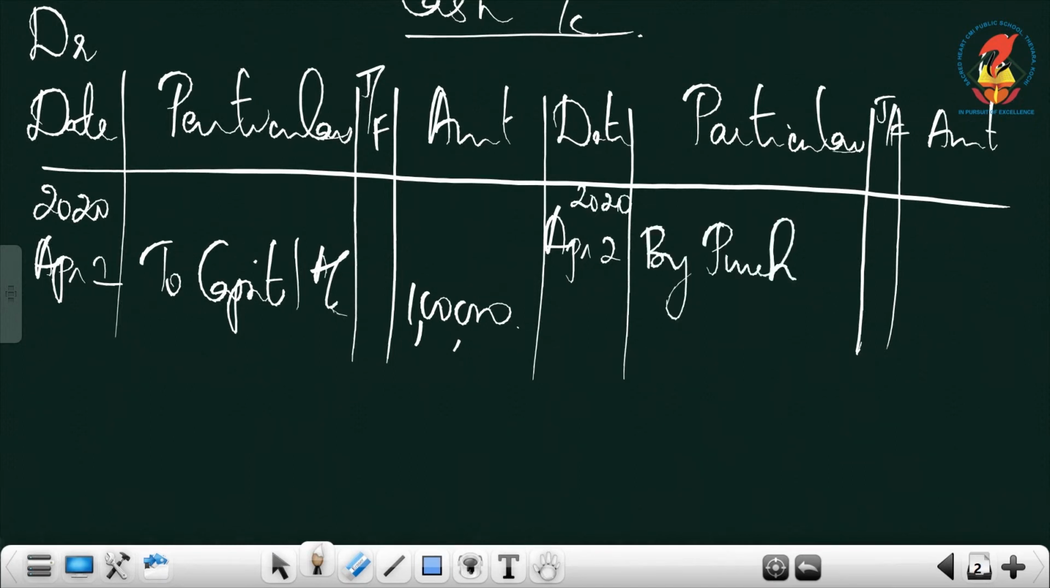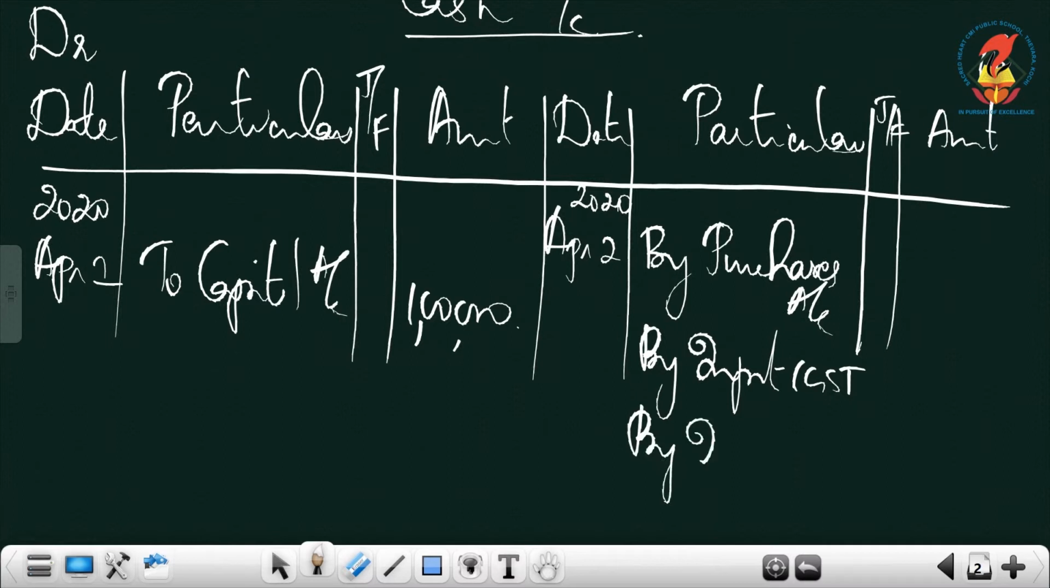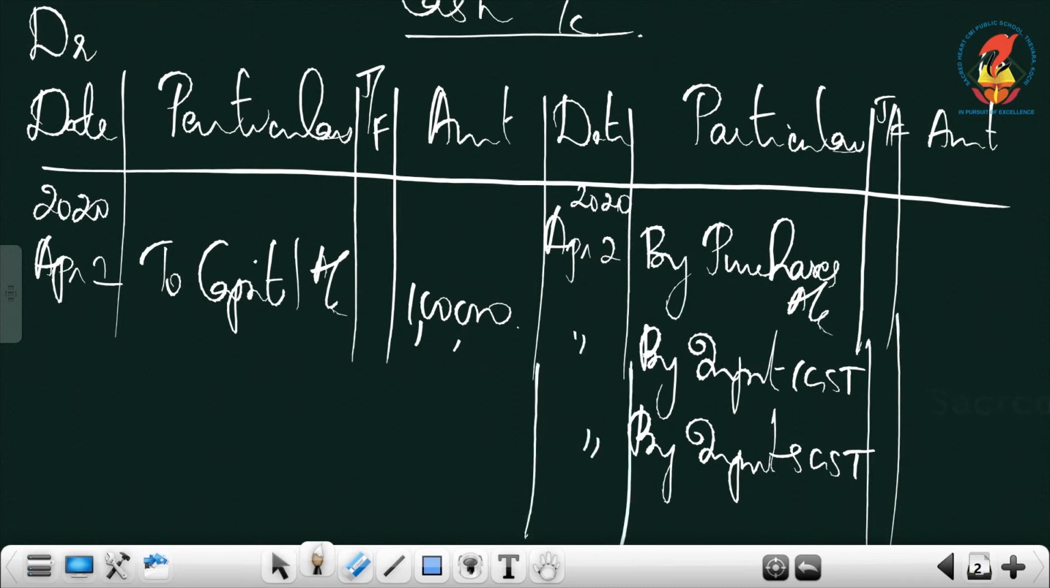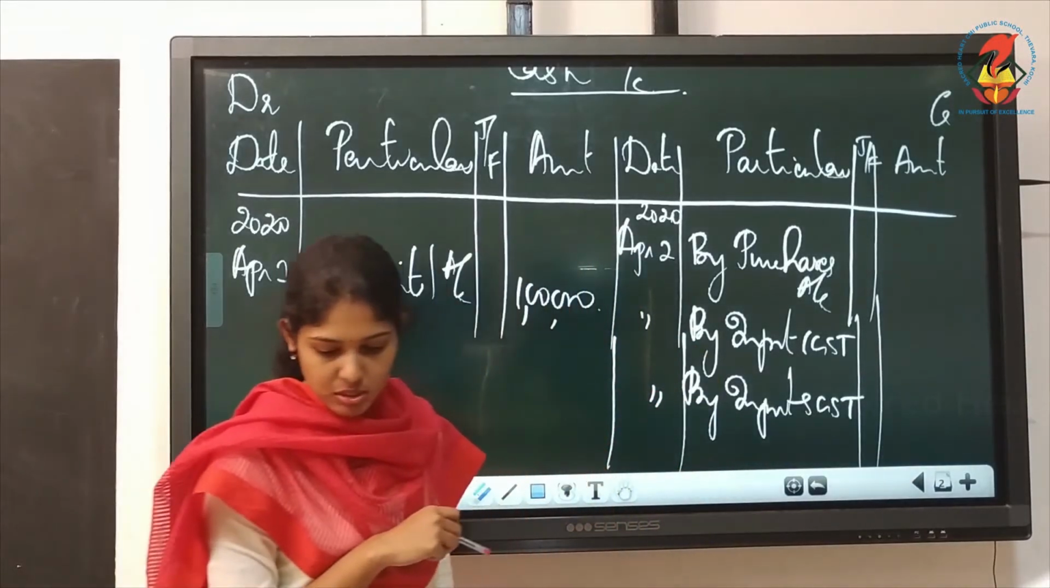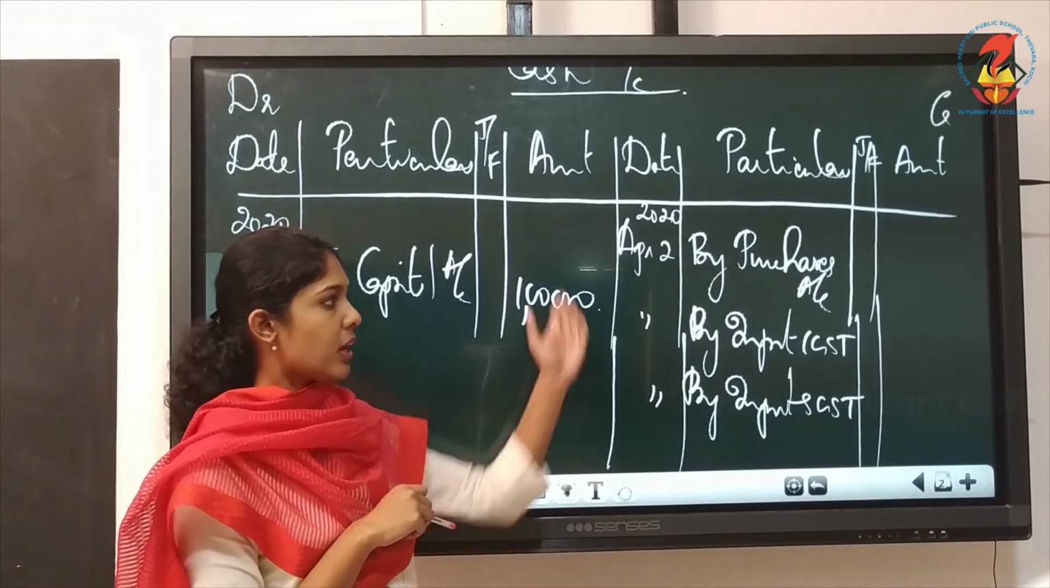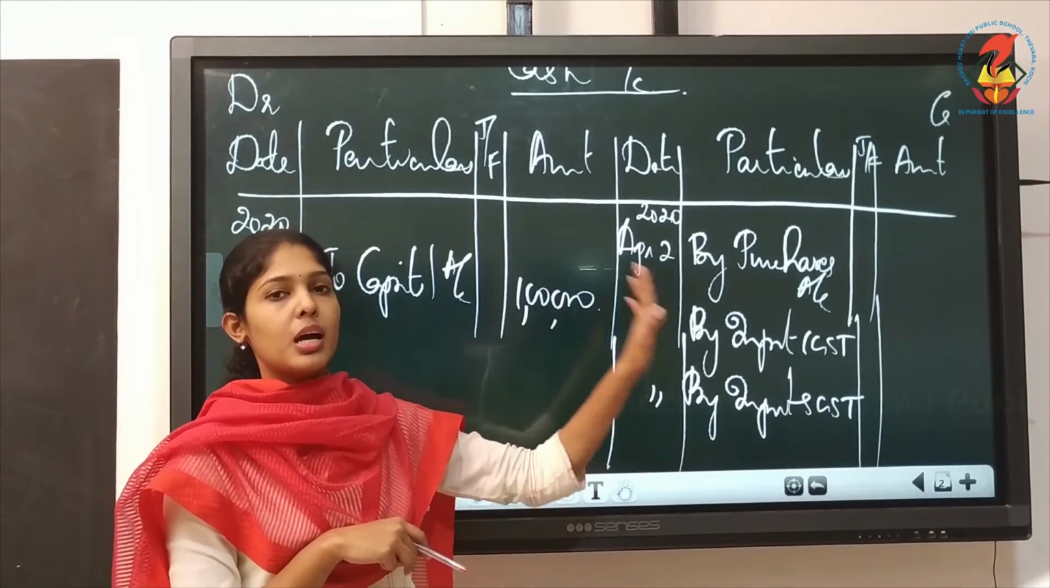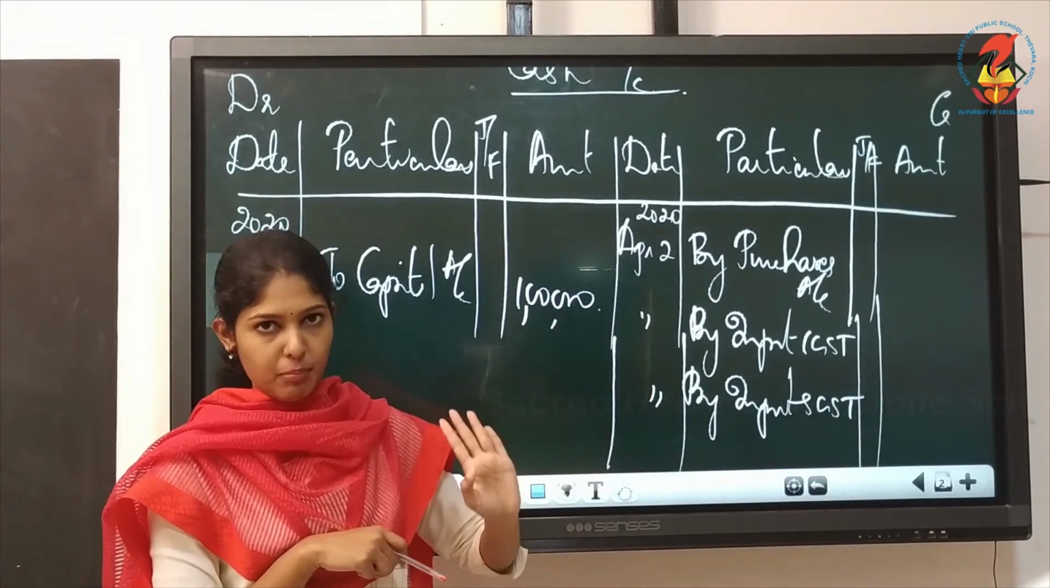By purchases account, by input CGST and by input SGST, and all these are having the same date, April 2nd. The amounts, you just write the same amounts all together. Cash must be credited with 35,400, that's the amount there.